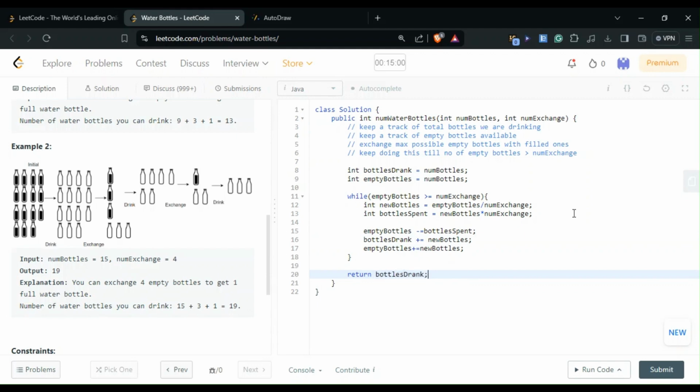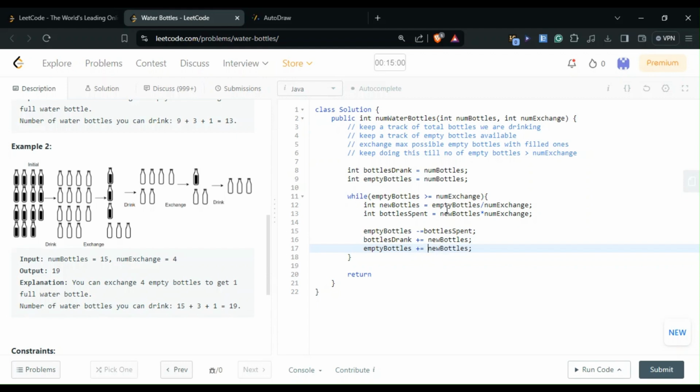Let's just once again verify everything. So int bottlesDrank is the number of bottles where we start. This was 15. Both are 15, so empty bottles are also 15. While this is happening, newBottles would be 15 by 4, that is 3, and bottlesSpent would be 3 into 4, that is 12. So from empty bottles, I'll reduce 12 and will be left with 3. bottlesDrank would be 15 plus 3, 18, and emptyBottles would be 3 plus 3, which is 6.